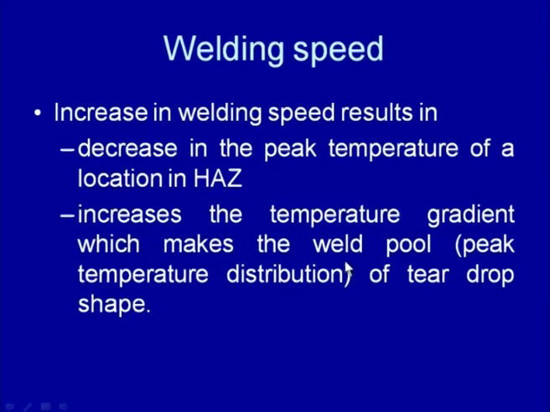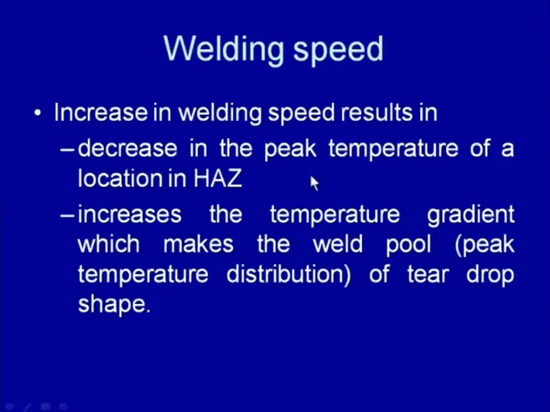it increases the temperature gradient, which makes the weld pool of the teardrop shape. So, teardrop shape of the weld pool is mainly attributed to the increased temperature gradient, which is caused by the increased welding speed. So, increase in welding speed results in the decrease in peak temperature of a particular location, and the increase in the temperature gradient, which makes the weld pool of the teardrop shape.